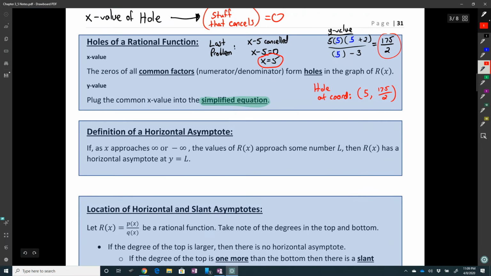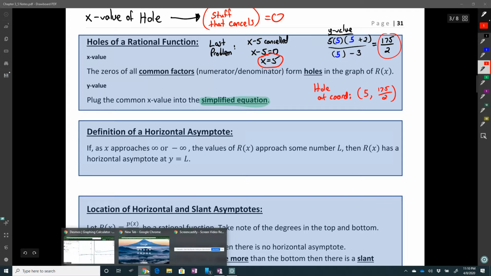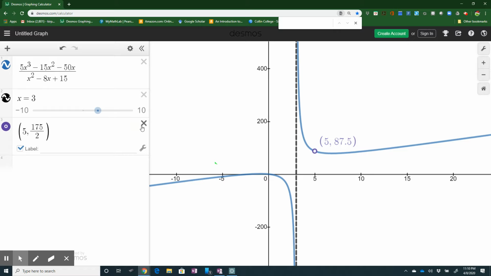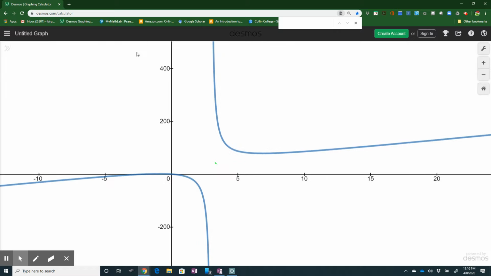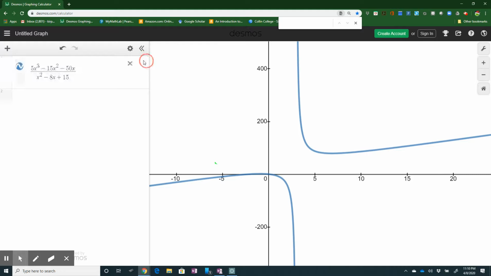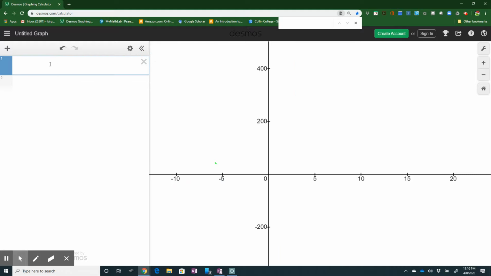Okay, horizontal asymptote. So the definition of a horizontal asymptote is just, let me go back to Desmos, it's just a number, the same as a vertical, it's just now it's horizontal. So horizontal asymptote is going to make up something really happy. Let's say 1 over x plus 2.